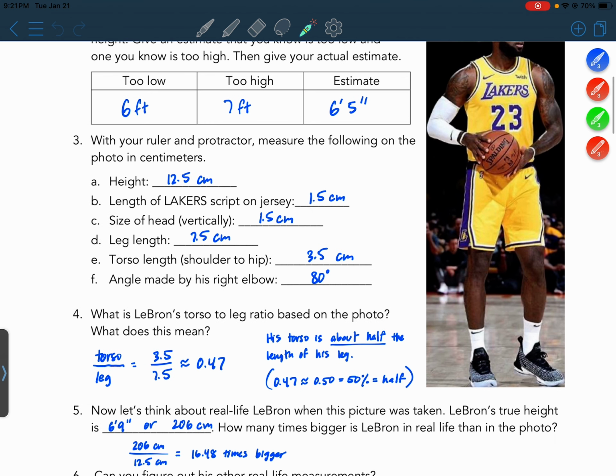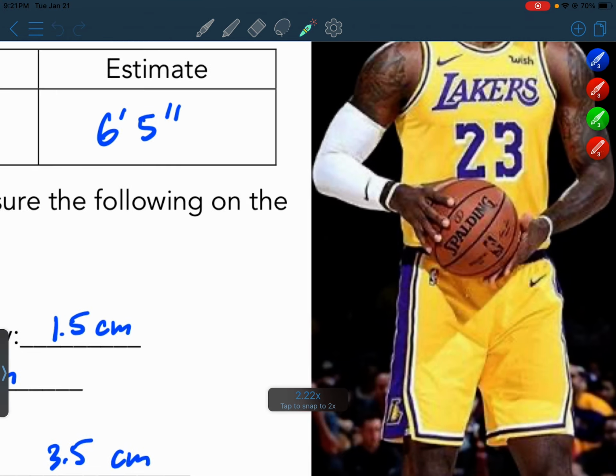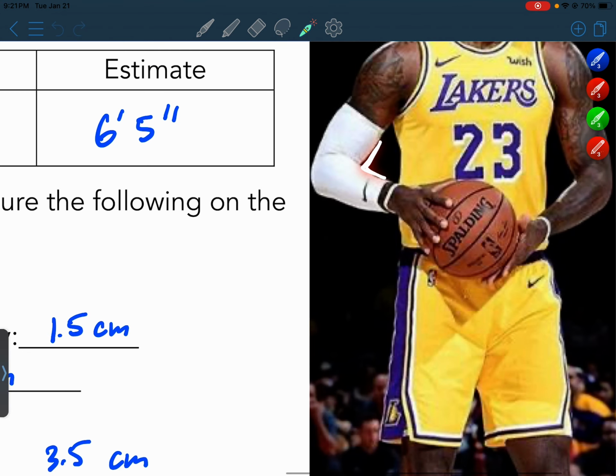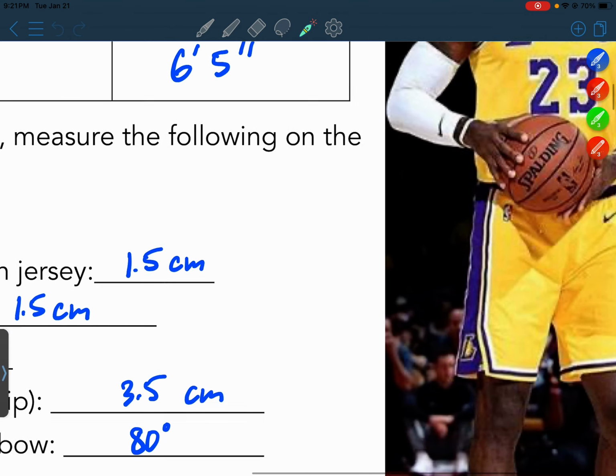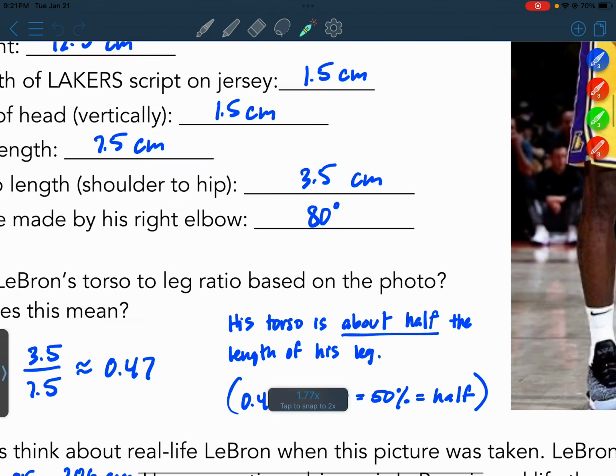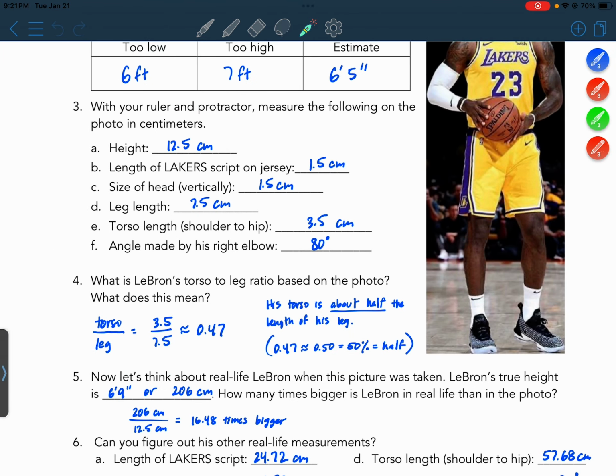And then the angle made by his right elbow. When I do this in class, students always ask, is it his right elbow or, from our perspective, the right elbow? So I went ahead and measured his right elbow. That's the one with the sleeve. This angle right here was a little less than 90 degrees. It was about 80 degrees. If your numbers aren't too far off, that's fine. Don't change them. But if you got numbers that were really off from these, go ahead and update them to the measurements I have here.